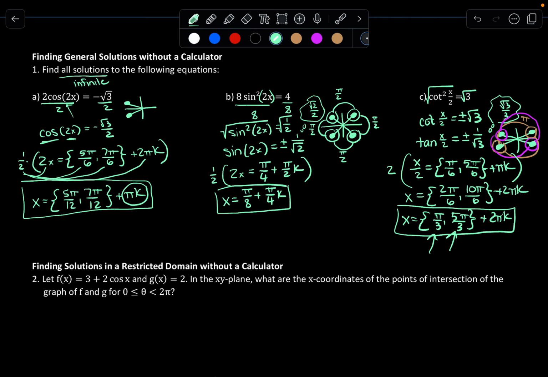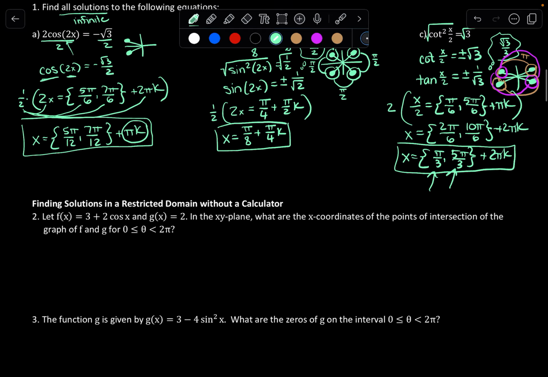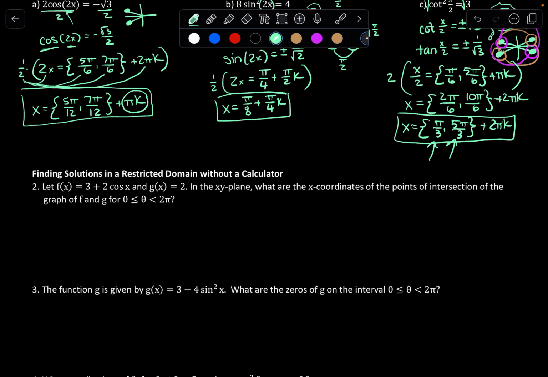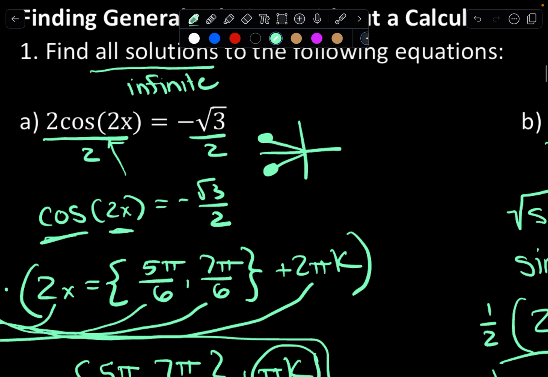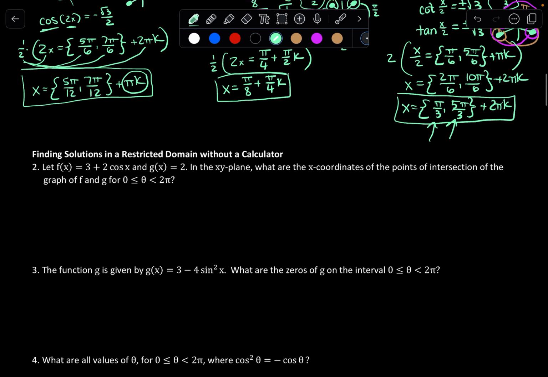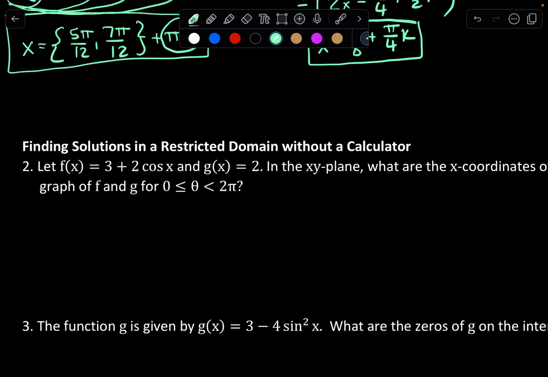This video will be on finding solutions in a restricted domain without a calculator. So let f of x equal 3 plus 2 cosine x and g of x equal 2. In the xy plane, what are the x coordinates of the points of intersection of the graph of f and g from 0 to 2 pi? So this is exactly the same setup that we looked at before, but you are expected to set up the equation yourself from the information given.